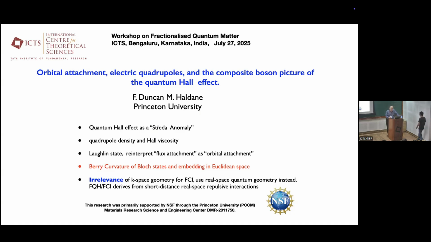I've got too much material in this talk, and it's partly actually in flux. So I'll see what I can cover, but I want to basically emphasize two things: a reinterpretation of flux attachment as orbital attachment, with the recognition that what is flowing in quantum Hall effects, both in Landau levels and in Chern bands, are local orbitals.